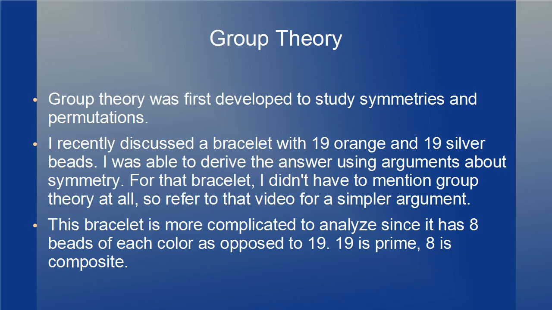So let's talk about how we got these numbers, and for this problem, we'll need to introduce some concepts and topics from group theory. Group theory was originally developed to study symmetries and permutations like the ones that arise in this problem. If you want to analyze a different bracelet where group theory isn't necessary, check the video where I analyze a bracelet with 19 orange and 19 silver beads. It's easier because 19 is a prime number.